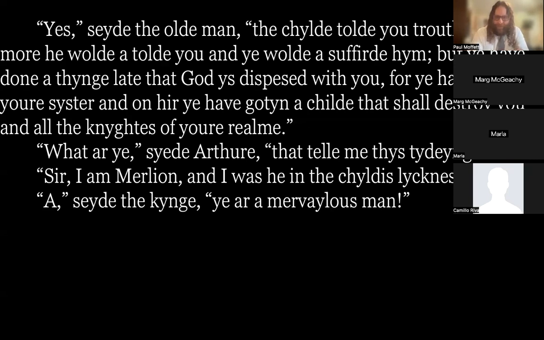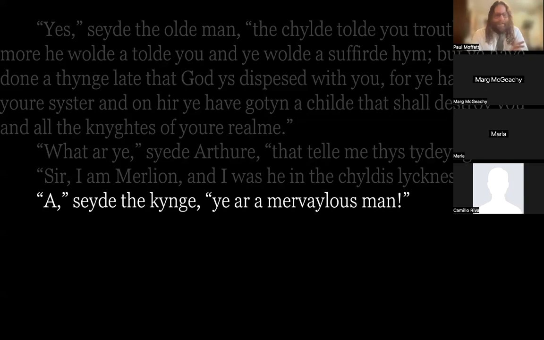"What are ye," said Arthur, "that tell me these tidings?" "Sir, I am Merlin, and I was he in the child's likeness." "Ah," said the king, "you are a marvelous man." This kind of interaction happens through La Morte d'Arthur more than once. You are a marvelous man. Merlin does something. Everyone is amazed.